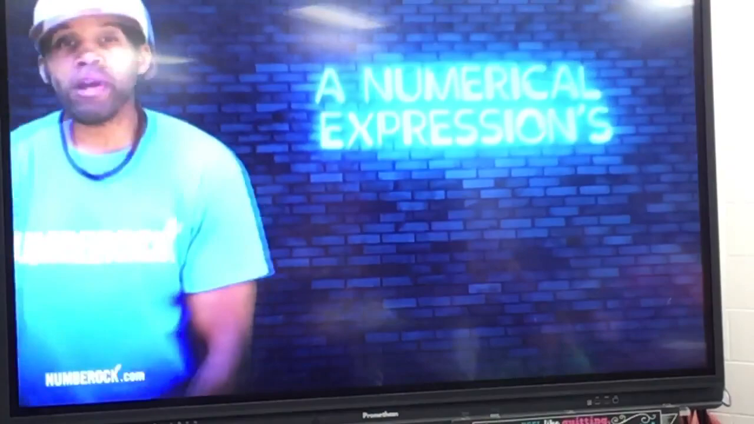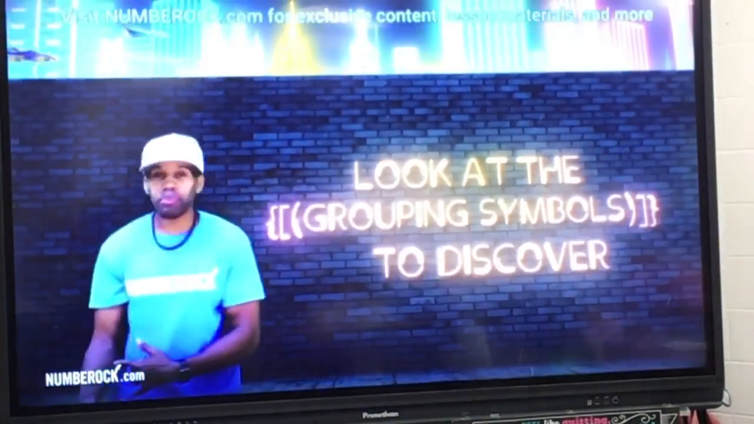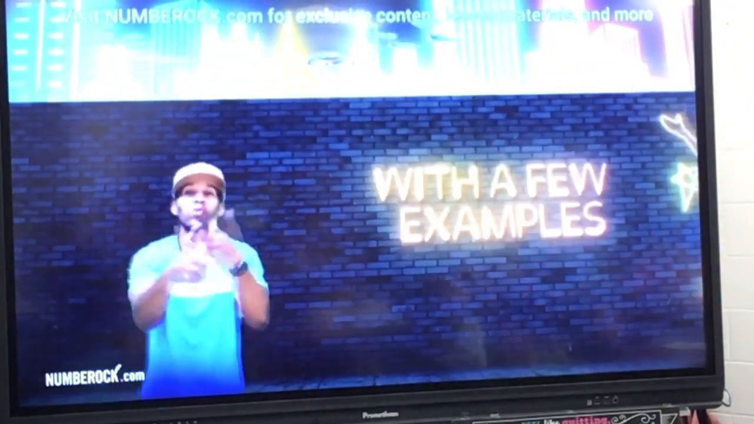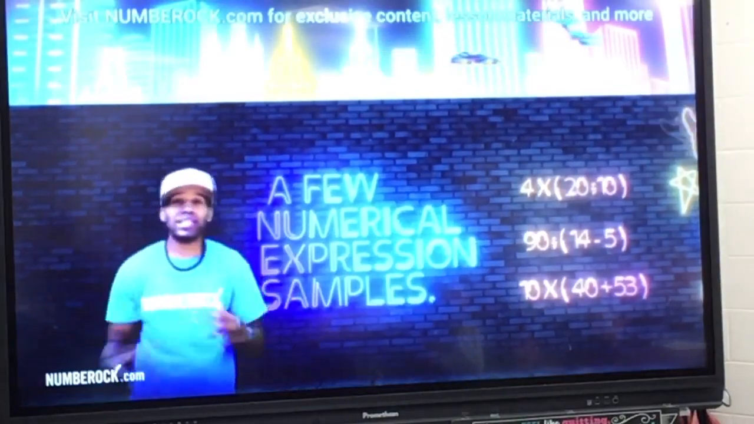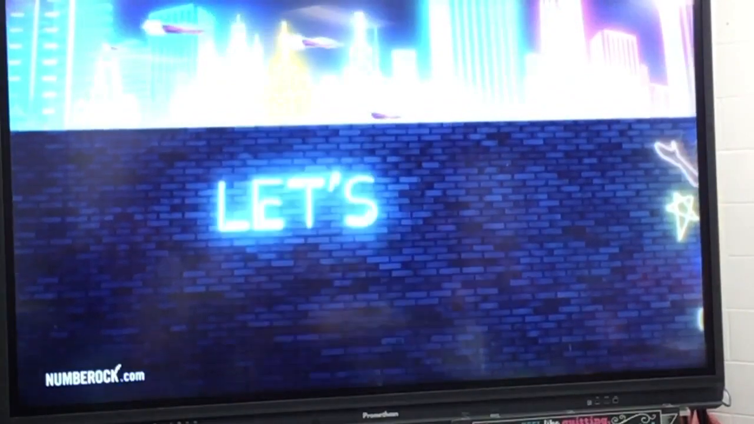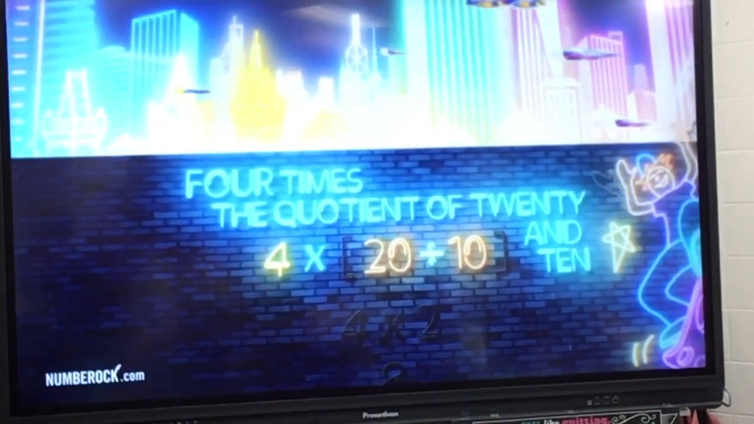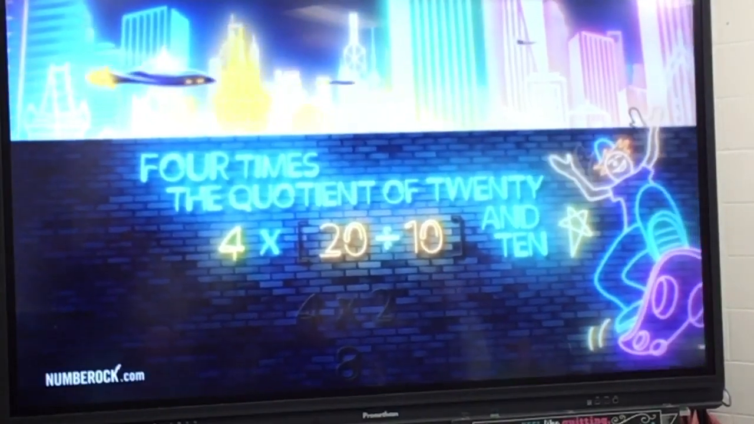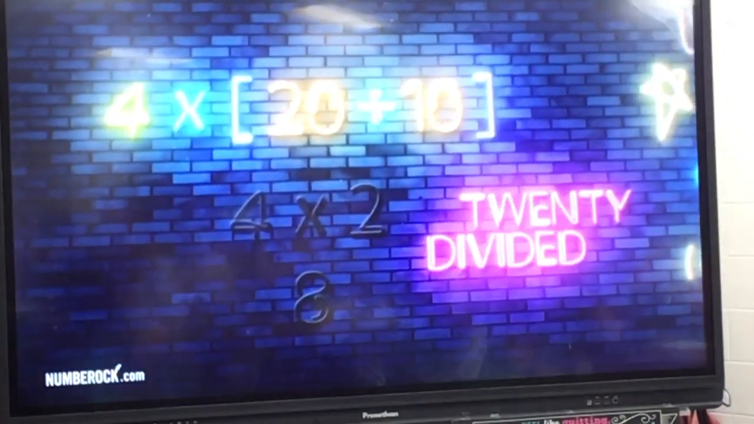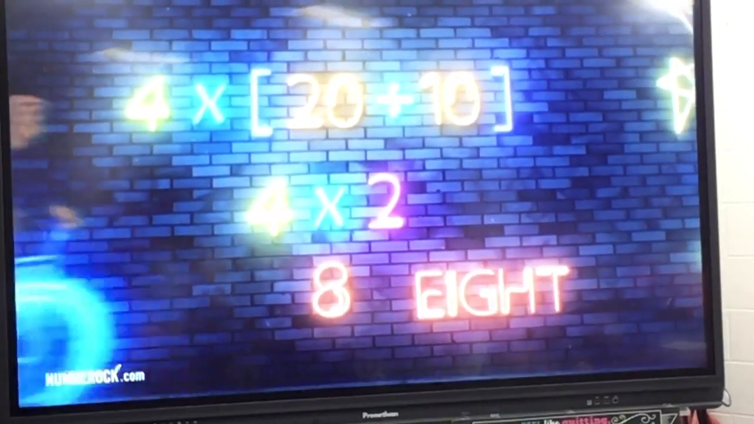What do you know? A numerical expression's operations and steps are found in its words that detail the process. Look at the grouping symbols to discover which calculations must be done before another. Let's see what I mean with a few examples, a few numerical expression samples. But first, a solo on the bongo. Let's go! 4 times the quotient of 20 and 10. Before we multiply, we need to find the quotient. We put brackets around 20 divided by 10. Get 4 times 2, 8 answers question.